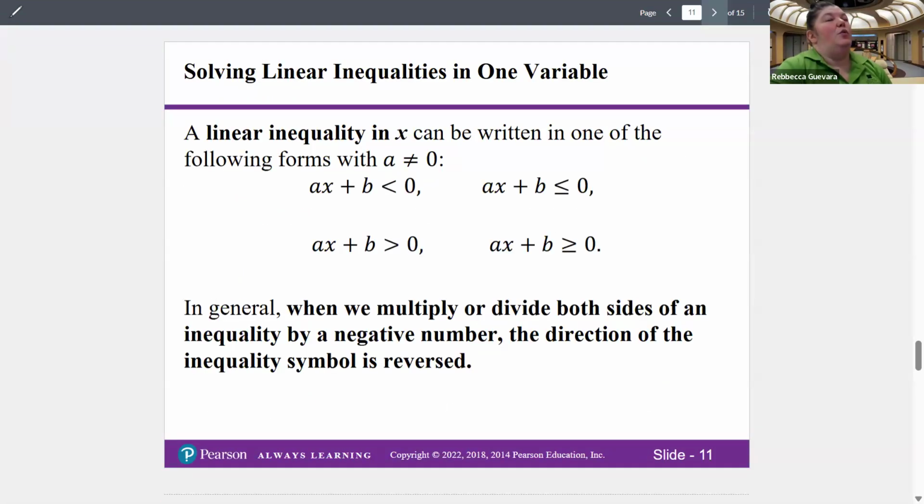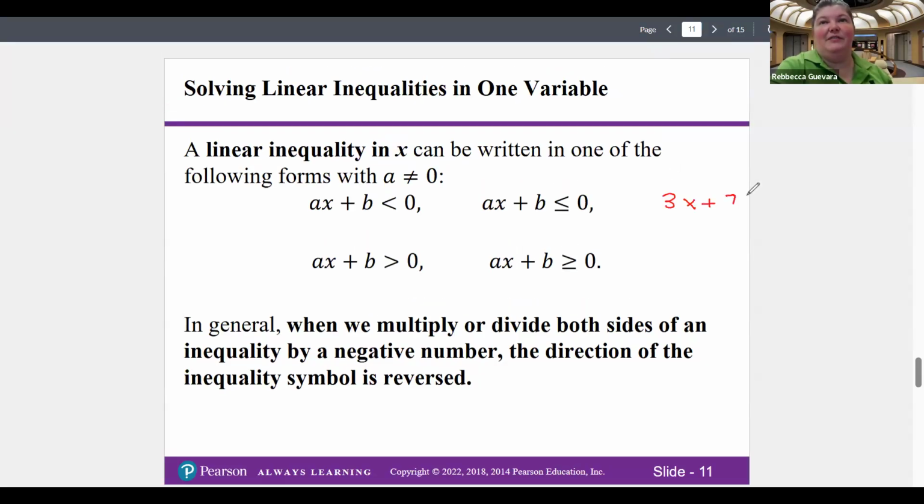So when we solve a linear inequality, it can be written in one of the following forms. We saw some of these earlier. So ax plus b is less than 0, ax plus b is greater than 0, ax plus b is less than or equal to 0, or ax plus b is greater than or equal to 0. So these are examples of your linear inequalities. You might not always see them exactly like this, because you could have 3x plus 7 is greater than 0, but sometimes you might see it as 3x is greater than -7. That is still technically a linear inequality. This is not the standard form.